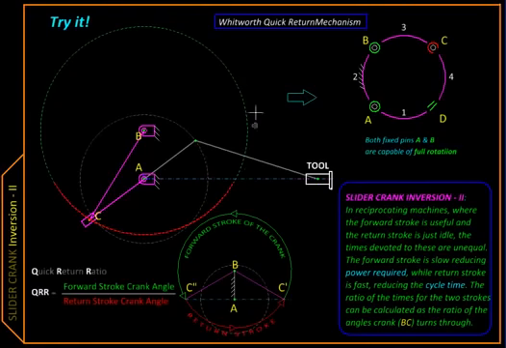The mechanism that we saw here is called the Whitworth quick return mechanism, and it is derived from the second inversion of slider crank.